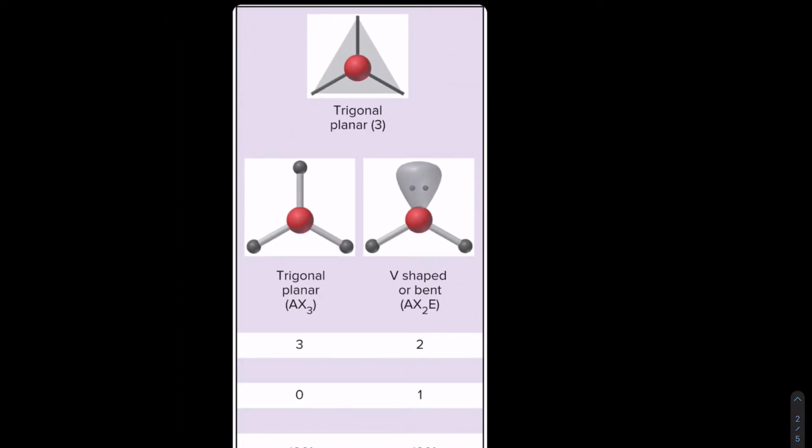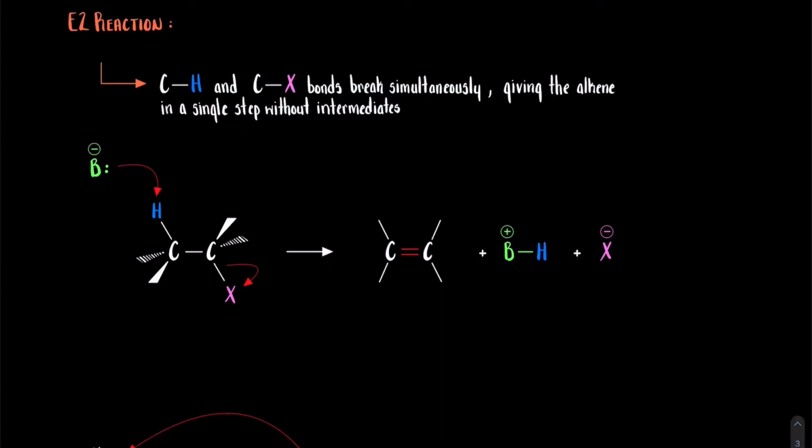So moving to the next reaction, the E2 reaction, which stands for elimination bimolecular, occurs when an alkyl halide is treated with a strong base such as hydroxide ion or an alkoxide ion. It's the most commonly occurring pathway for elimination. Take a look at this mechanism. We see that the carbon to hydrogen and the carbon to halogen bonds break simultaneously, or concertedly, giving the alkene in a single step without intermediates.